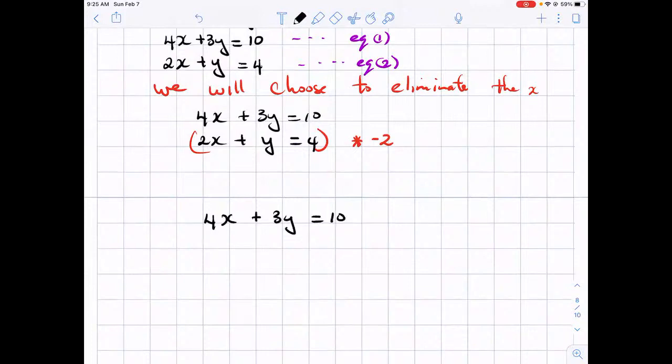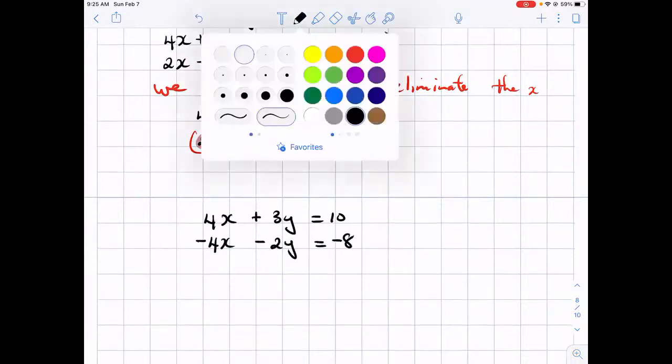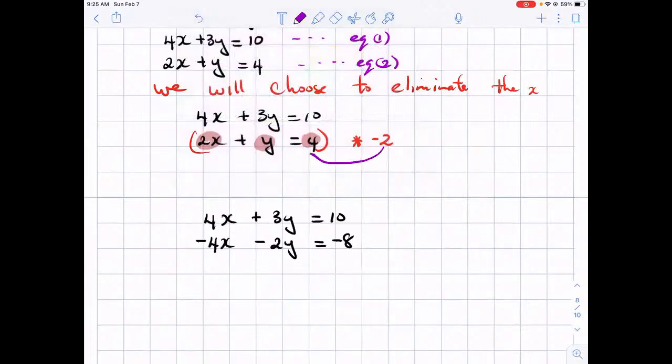But the second equation, if you multiply every single term by negative 2, this now becomes negative 4x minus 2y equals negative 8. So basically what I'm doing is distributing that negative 2 to every single term in the parentheses. And I haven't changed the equation. All I did was multiply by a factor.